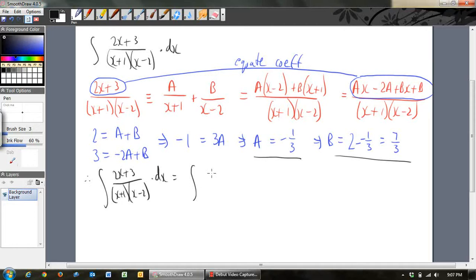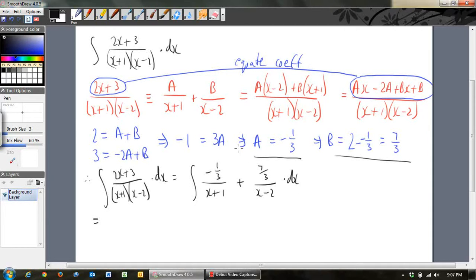Is equal to, let's split this up now, okay? So it's equal to a over x plus 1. So a is negative 1/3, so negative 1/3 over x plus 1 plus b, 7/3 over x minus 2 dx, okay? I could write this as negative 1/3 on the bottom line, but there's actually no need to do that in this case, and you'll see why.